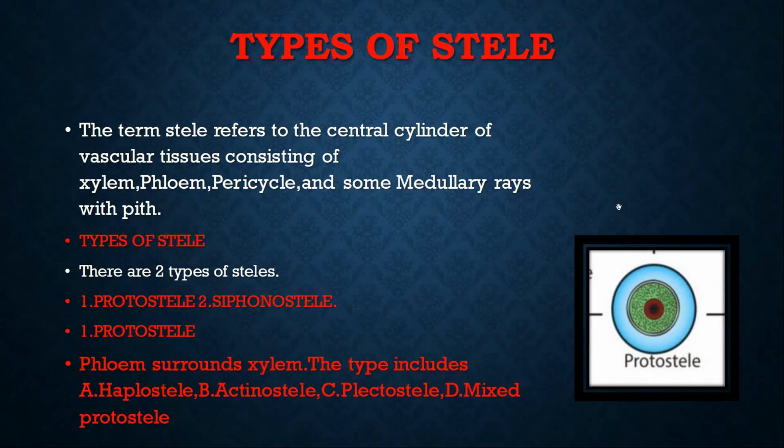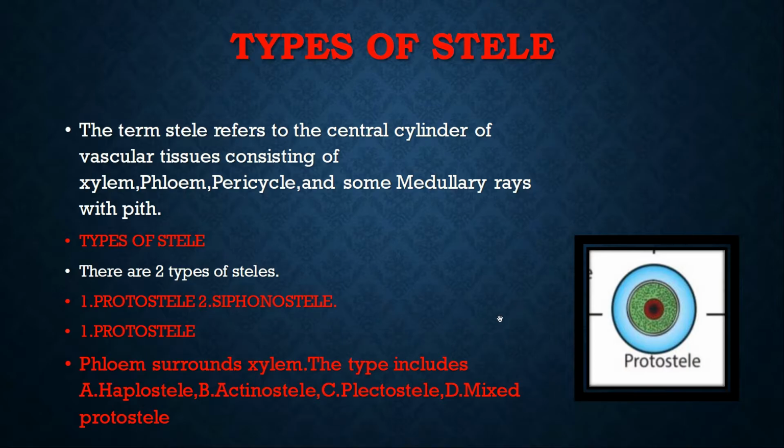Now, types of stelae. What is a stele? We have already learned about stele in 10th standard. The stele is nothing but the central cylinder of the vascular system. The vascular system consists of xylem, phloem, pericycle, and it also includes some medullary rays with pith. There are different types of stele. Let us see the types of stele. They are broadly classified into 2 types, namely protostele and siphonostele.